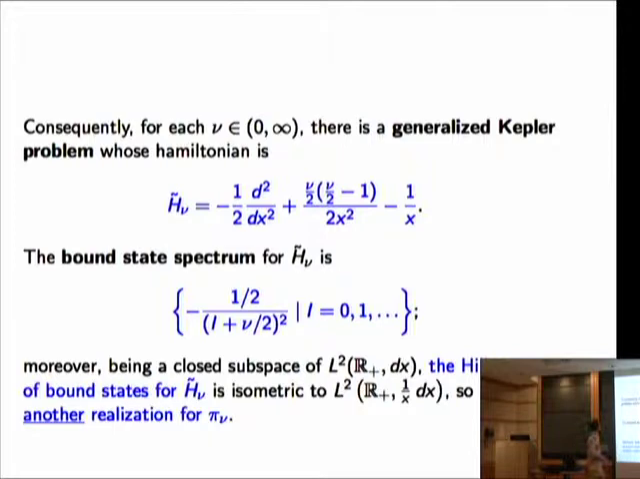And moreover, when we solve this problem, our Hilbert space, the wave function, really lives here. So it's different from the other one. But then our Hilbert space of bound states is really a closed subspace of that, and it is isometric to this one. So it provides another realization. Earlier, for the representation, we know there's a realization by this one. But now we have a different realization.